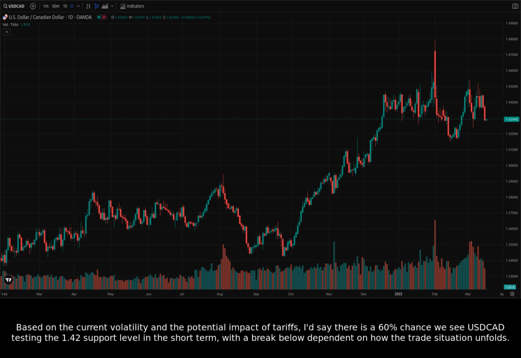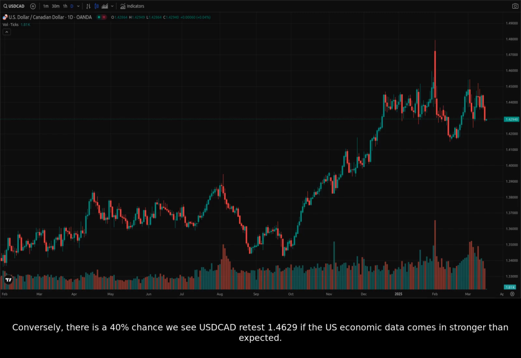Based on the current volatility and the potential impact of tariffs, I'd say there is a 60% chance we see USDCAD testing the 1.42 support level in the short term, with a break below dependent on how the trade situation unfolds. Conversely, there is a 40% chance we see USDCAD retest 1.4629 if the U.S. economic data comes in stronger than expected.